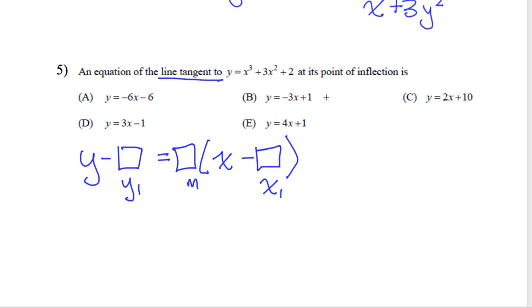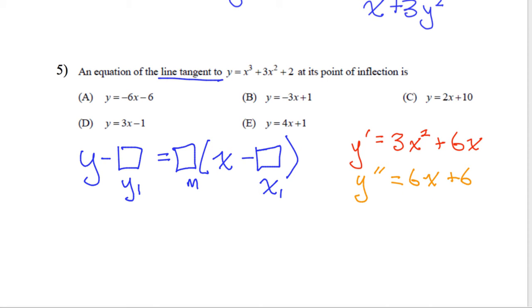So we need to figure out our x-coordinate and the point of inflection, so we need to take the second derivative. The definition of a point of inflection, by the way, is what? F double prime sign change. There it is. So f double prime, I need that. So here's y prime. I should do that in red. Y prime is equal to 3x squared plus 6x, and constant is gone. Y double prime, let's change that to yellow. Y double prime is equal to 6x plus 6.